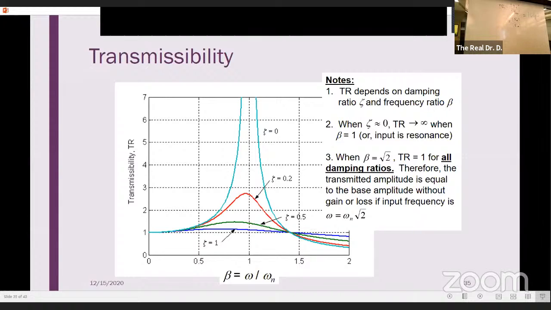So from a design standpoint, what do we want to do? We want to try to maximize omega n. No, we want to minimize the natural frequency. How is the natural frequency controlled? By the spring constant and the mass of the system.